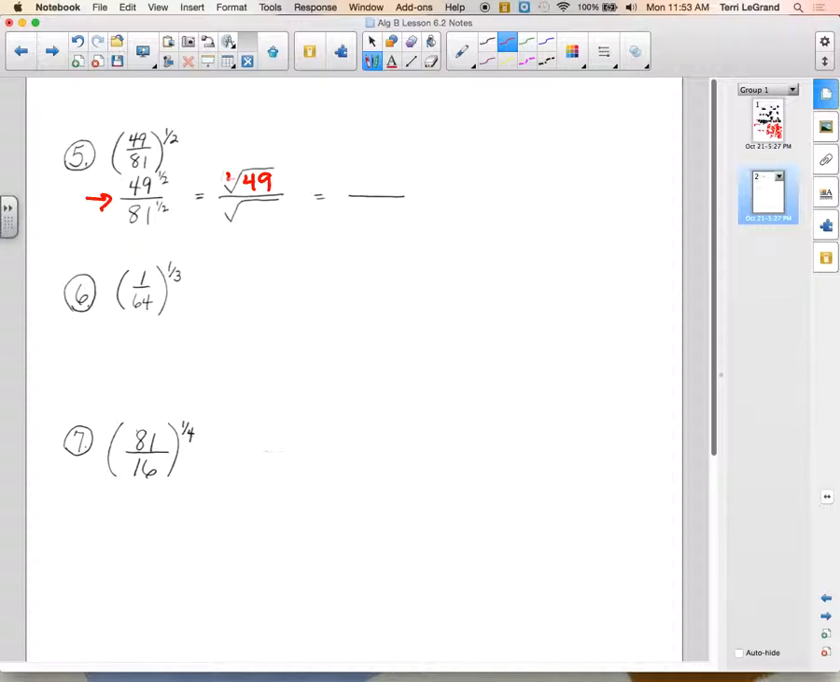Yeah, so we're taking the square root of 49, and we're taking the square root of what? 81 downstairs. So we're taking the square root of both of those. Or in other words, we're finding what times itself twice is 49. 7. What times itself twice is 81? 9. Can 7/9 be simplified? No. So we would say that is our final answer.